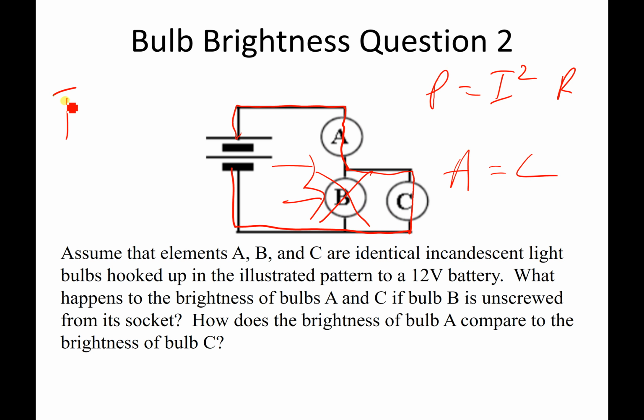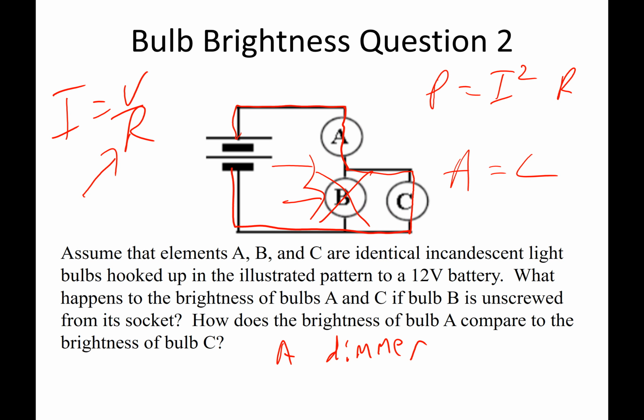Remember that I equals V over R. So without B, R is bigger, which means that the current is going to be smaller. Well, that tells you that bulb A, since it's going to have less current without bulb B in the circuit than it did with it in there, it's going to get dimmer. So A is going to get dimmer.